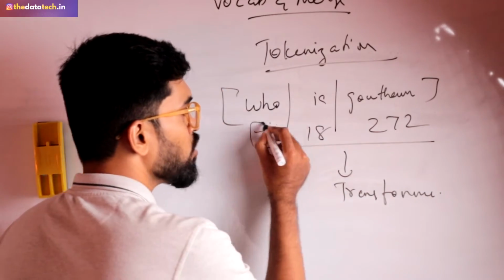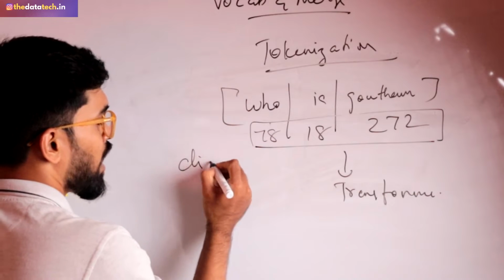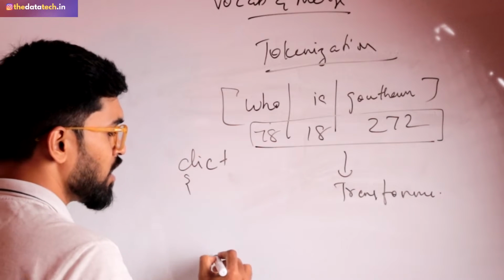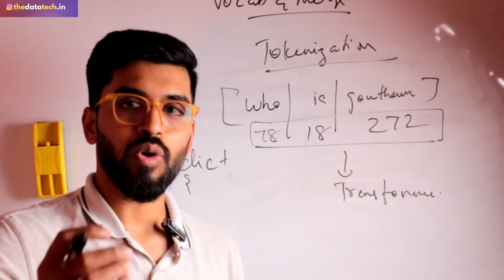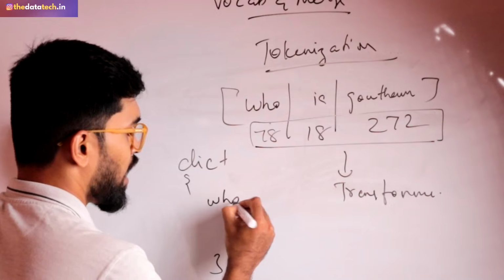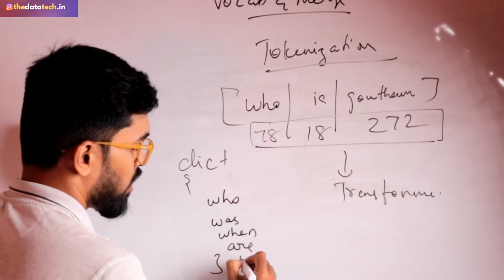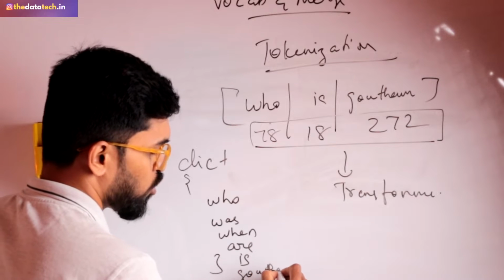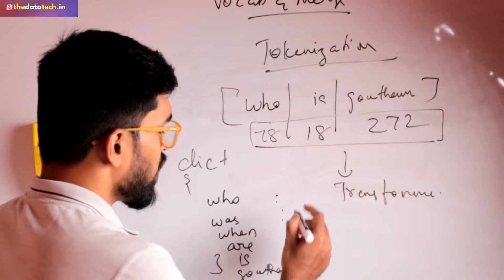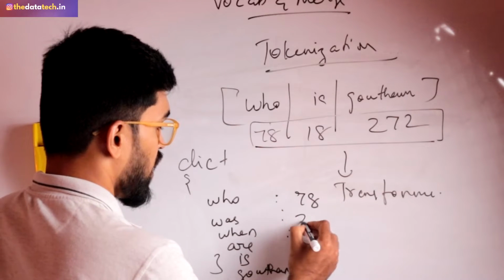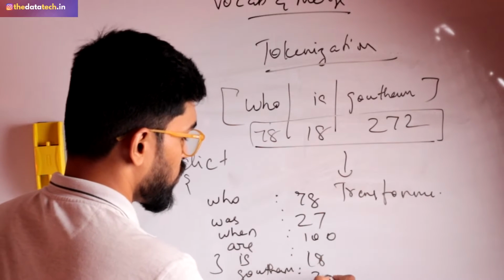Now the question is how these numbers are generated. The tokenization process has a dictionary, and this dictionary has all the words with their token IDs. Imagine it already has who, was, when, something like that, are, is, Gautam. There are so many words in this dictionary. Here it will have some numbers, for example 78, 27, 100, and then is 18, 272.